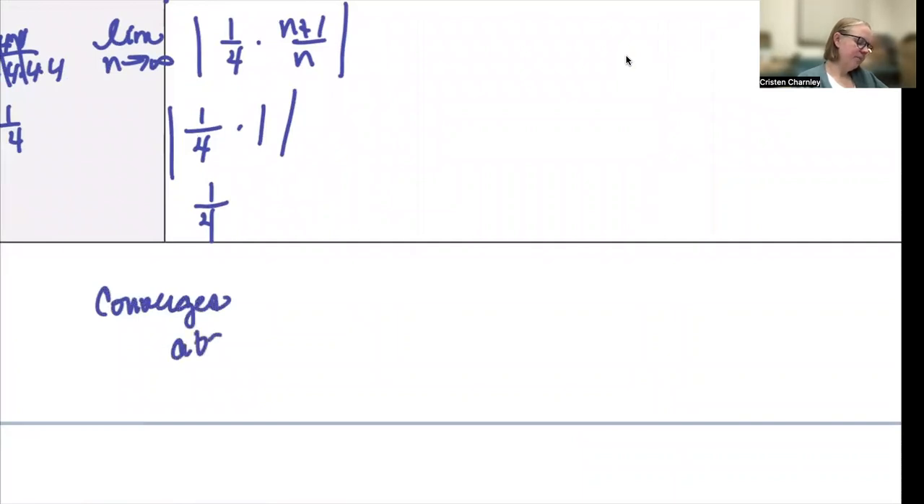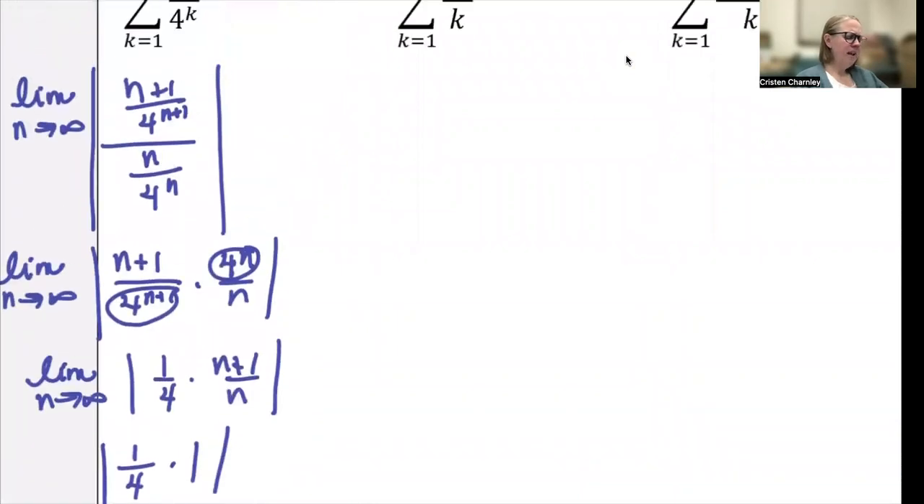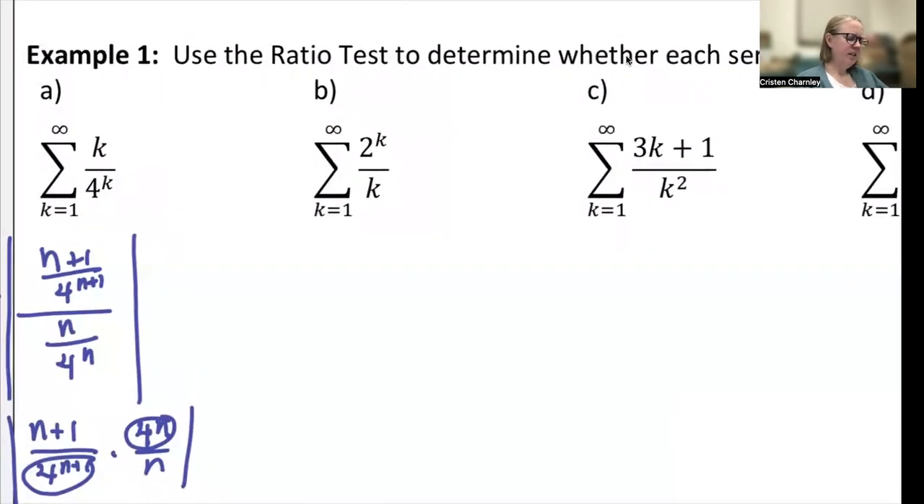They said converges absolutely. You don't usually have to say absolute or conditional unless it's specified in the instructions. So you can do that information as you like.